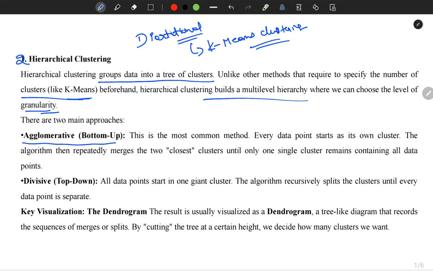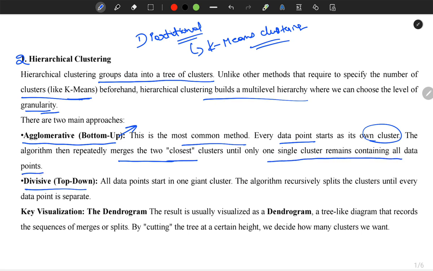The first one is the agglomerative, which is bottom-up, and the other one is the divisive, that is top-down. I'm just going to briefly tell what these are. Maybe in the next slide we shall discuss with an example that will give more clarity. So what is agglomerative, the bottom-up? This is the most common method. Every data point starts as its own cluster. The algorithm then repeatedly merges the two closest clusters until one single cluster remains containing all the data points. This is the bottom-up approach.